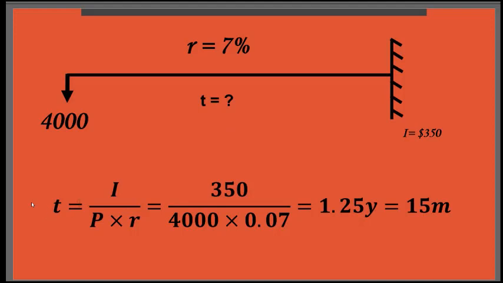T equals I over B times R, which is 350 over 4,000 times 7%. So T equals 1.25 years. We get the months by multiplying 1.25 times 12.